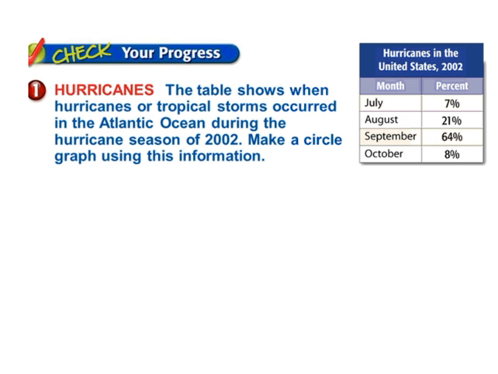Right. So the table shows when hurricanes or tropical storms occurred in the Atlantic Ocean during the hurricane season of 2002. Make a circle graph for this information. Well, the first thing I'm going to do is, if this was 7%, I'm going to go 0.07 times 360 to find out how many degrees that is. So I go to my calculator and I make that calculation, and I find out it is 25.2 degrees.